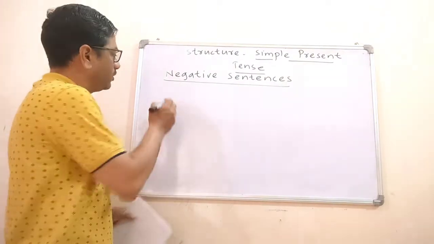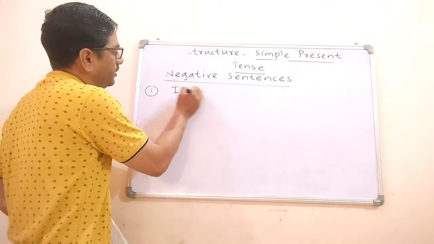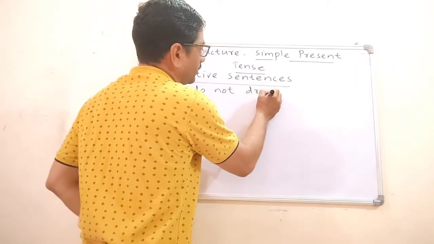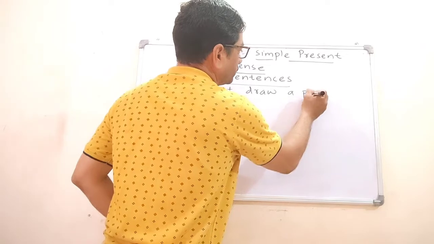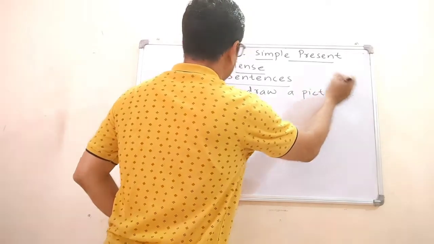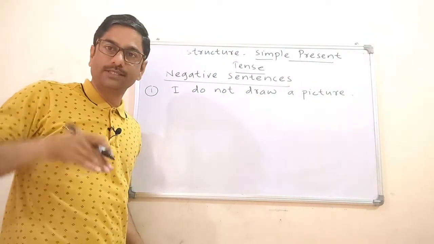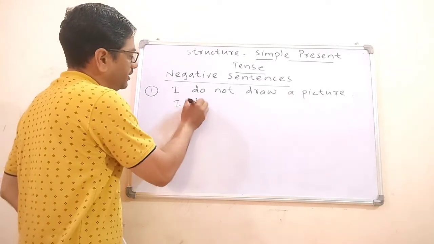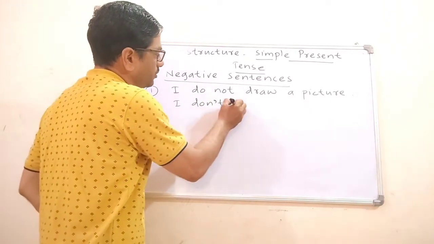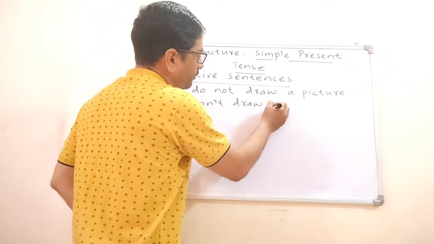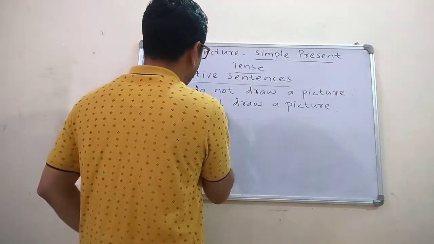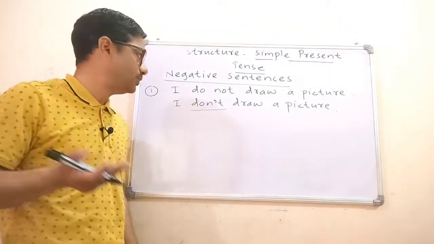I do not draw a picture. You can write the same sentence in this way also: I don't draw a picture. So don't is the short form of do not.